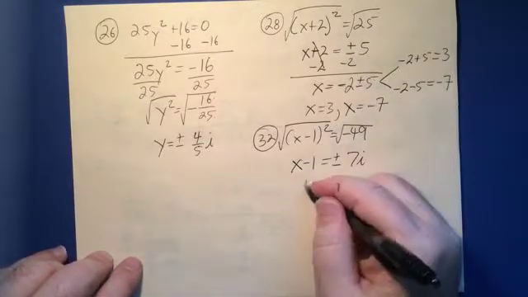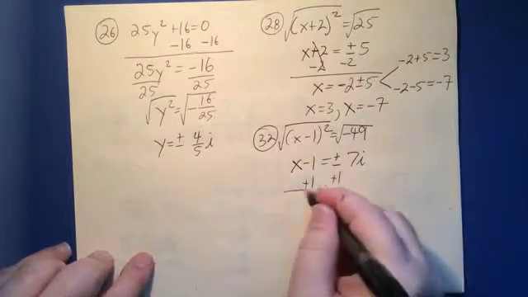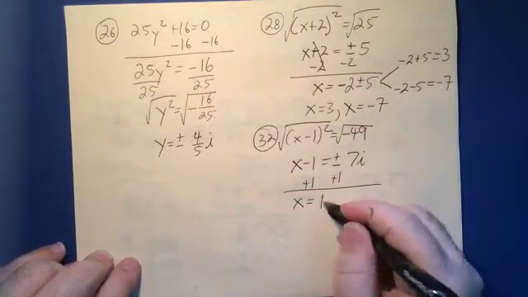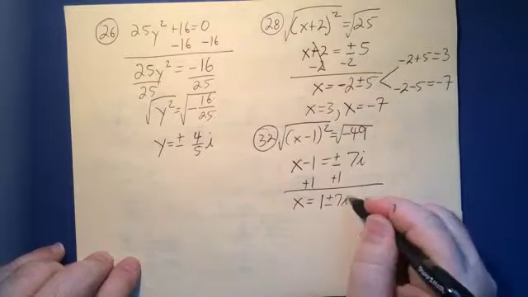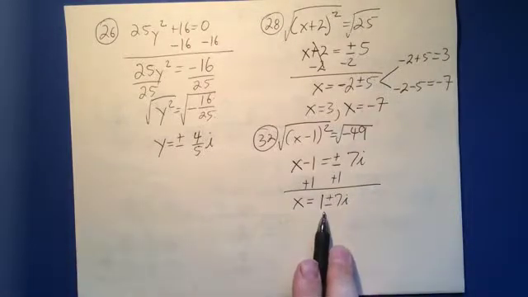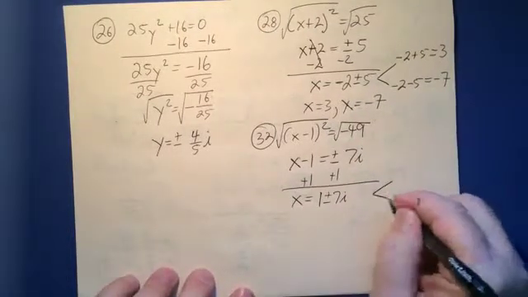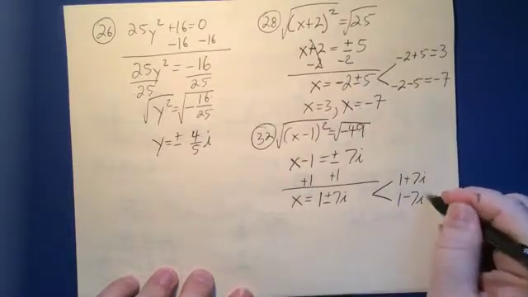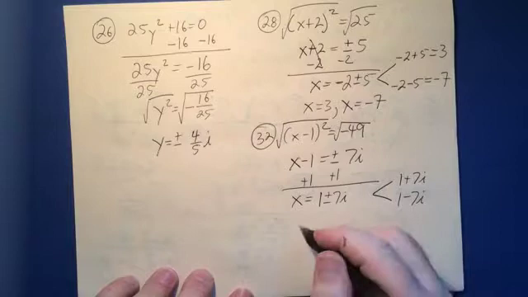From this point, I go ahead and add 1 to both sides. When I do so, it's going to give me x is equal to 1 plus or minus 7i. Now, sometimes on some questions, this is the answer that they may look for. They may also look for you to split this up to 1 plus 7i and then 1 minus 7i. So you may have to offer both forms of the answer.